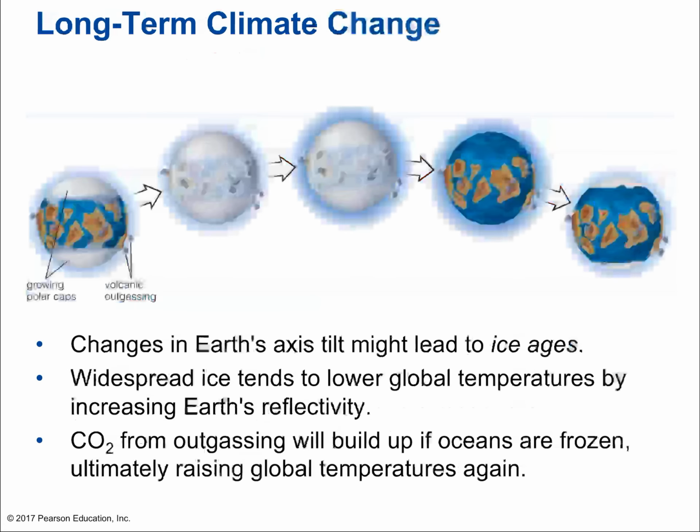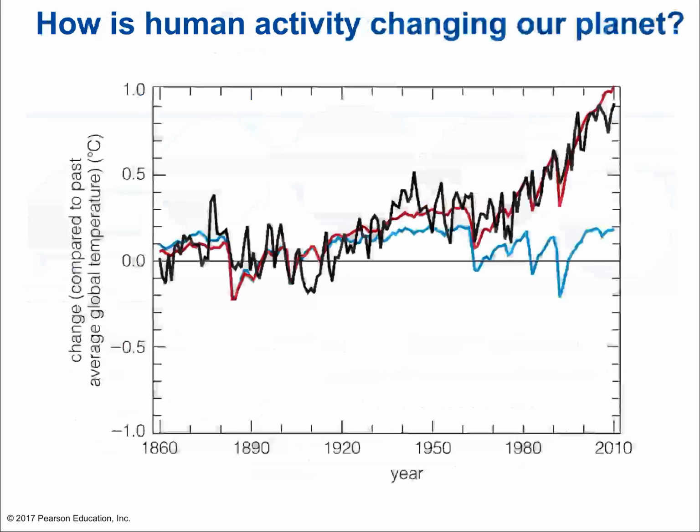So, long-term climate change. Changes in Earth's axial tilt might lead to ice ages, because we definitely see lots of evidence of ice ages in the fossil record. Widespread ice tends to lower global temperatures by increasing Earth's reflectivity. Remember, that's called the albedo. The CO2 from outgassing will build up if oceans are frozen, ultimately raising global temperatures again. So all glaciation phases, all ice ages of the Earth, do end because of that natural CO2 cycle. But what about human activity?